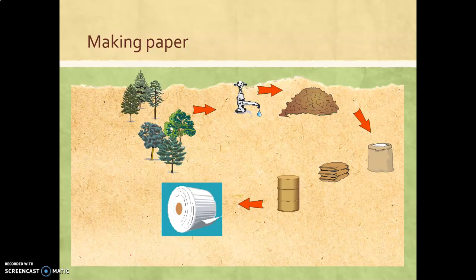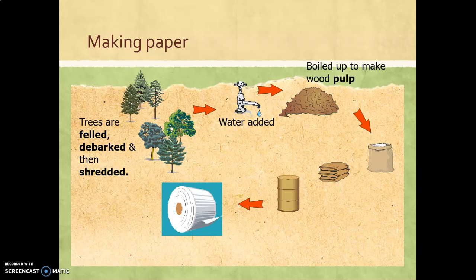Okay, let's go through. So the first stage, of course, is that trees are felled. They are debarked, meaning that the lignin, any insects perhaps that might be caught in the bark, are removed, and then the trunk, the heart of the tree, is then shredded and chipped. Water, of course, is added in a very large vat, and it is boiled to make wood pulp. Now it's boiled because hopefully that separates the cellulose fibres and breaks down the lignin as well.